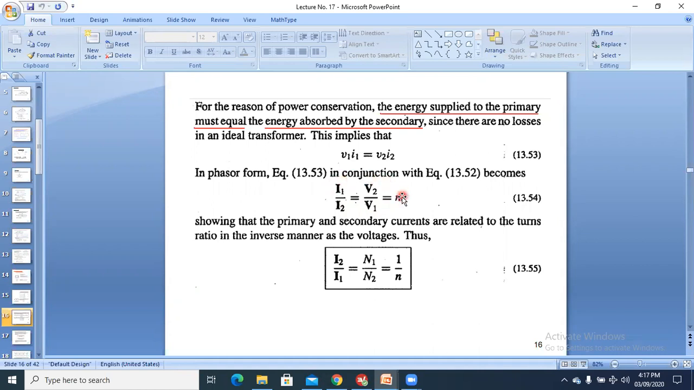Sorry, let me say it again. The secondary side voltage is higher, so the current is lower. The primary side voltage is lower, so the value of current is higher. That is the relationship between voltage and current, in an inverse manner. So V2 by V1 is equal to N, and I2 by I1 is equal to 1 by N.